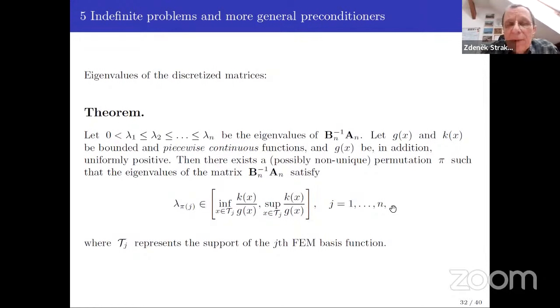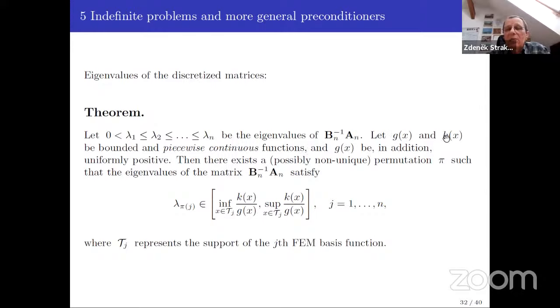As for the discretized matrices, the same is true. Again, we can have general functions g and k. Now we don't assume continuity; before, we assumed continuity just to have a simple statement. It can be generalized to a less simple statement with less strong assumptions. But here we just have piecewise continuous functions. That's all.